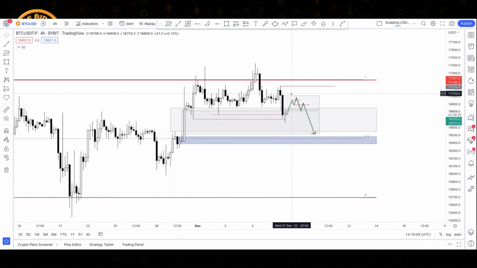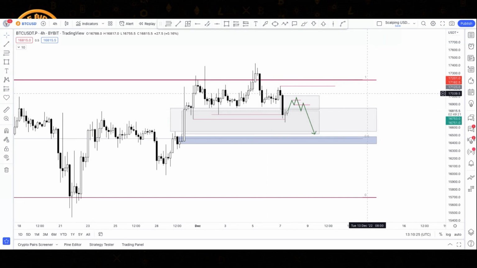We can still maintain market structure by pulling down into this, obviously on a daily scale. On the 4 hour scale, we've now broken market structure to the downside, which is another reason for us to consider that this could be a pullback into this area here before moving lower. So that is what's currently in my mind.